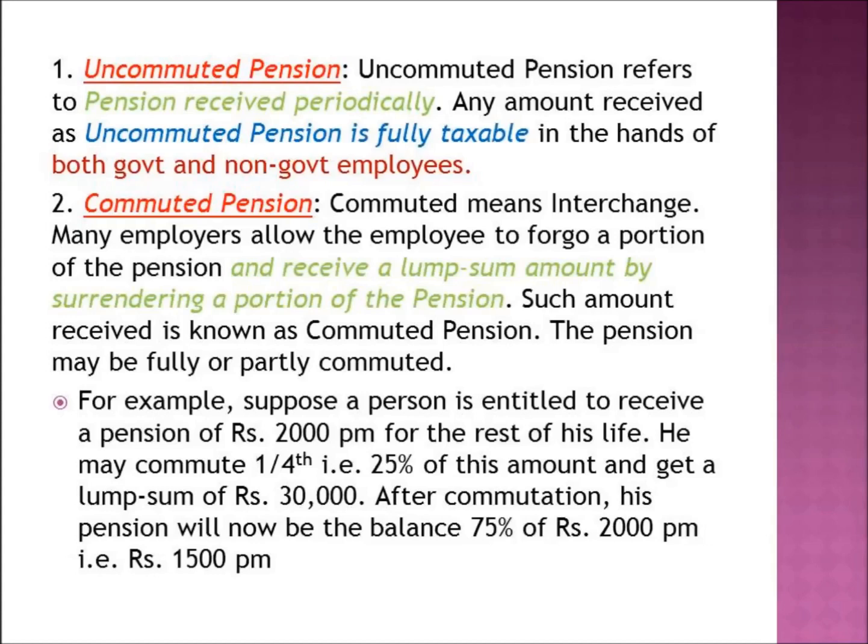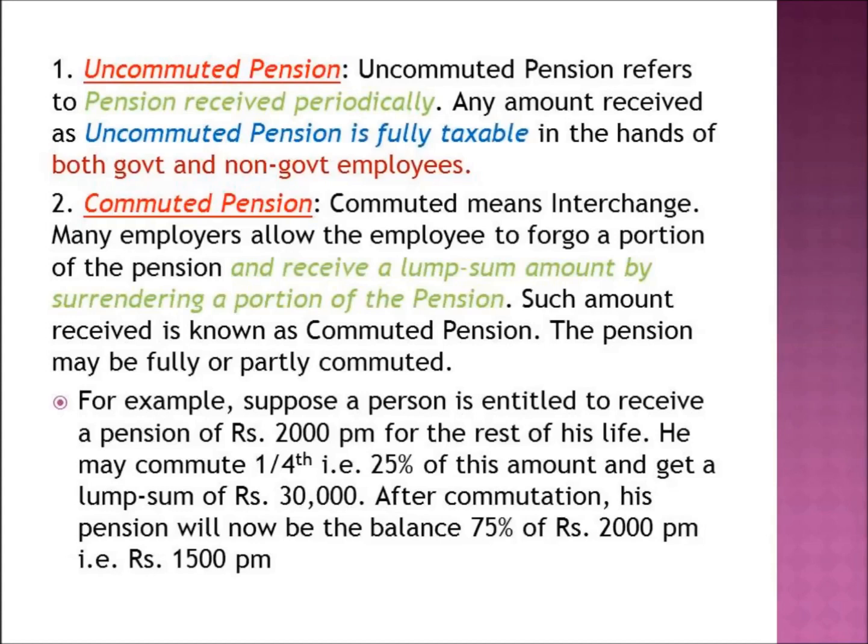Let us see one example to understand what we are trying to say here. What is commuted pension? The pension may be fully or partly commuted. Obviously, if we are not commuting 100% of our pension, we are commuting less than 100%, and that will be known as partly commuted pension. If we are commuting 100%, then that will be known as fully commuted pension. So let us see this example.